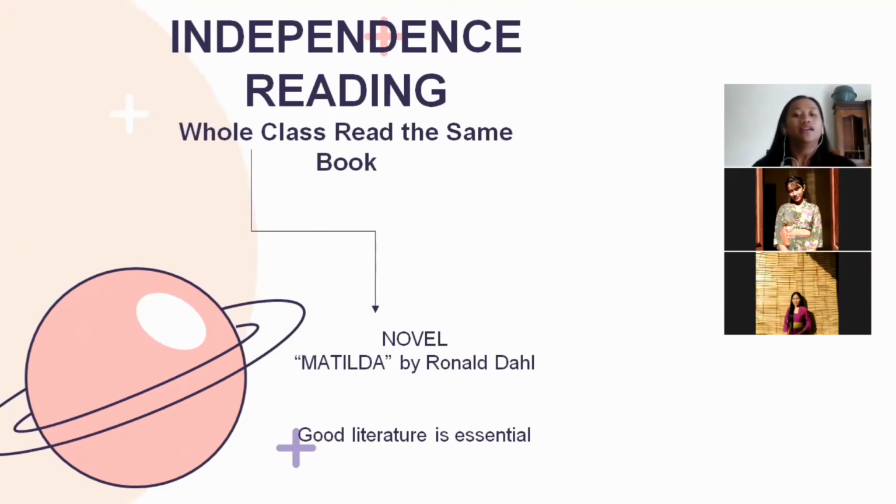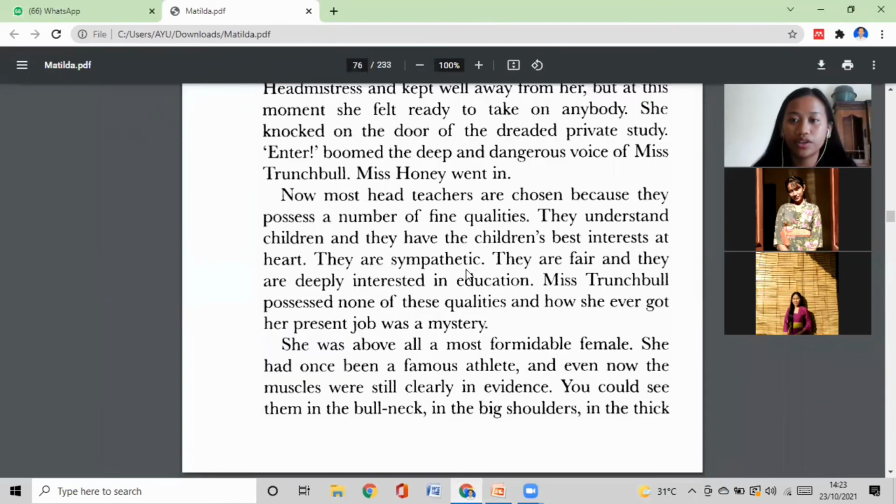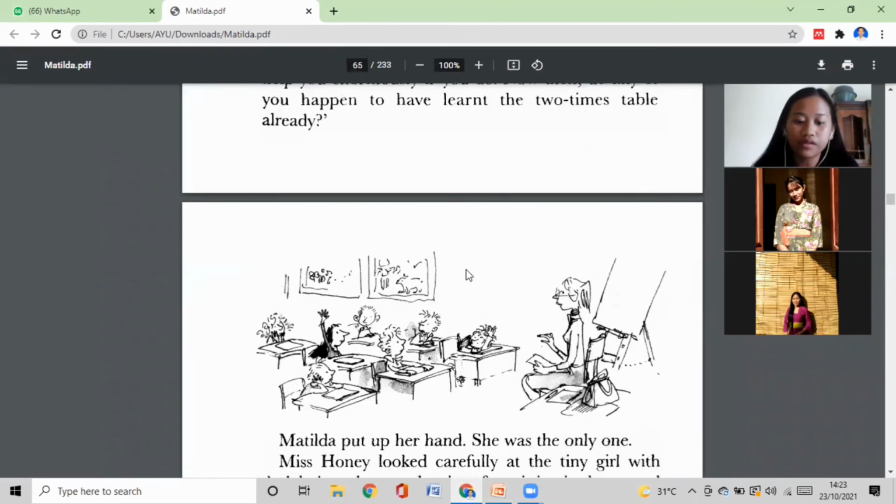And then the next activity is independent reading. So the whole class reads the same book. There is a novel entitled Matilda by Roald Dahl. So good literature is essential. So I think you chose the right novel because the novel by Roald Dahl entitled Matilda is a really great novel. So let's see the novel together. Wait a minute, I will show the novel. So here is the novel.